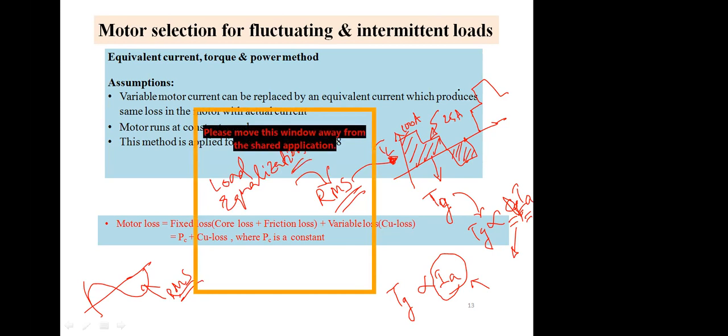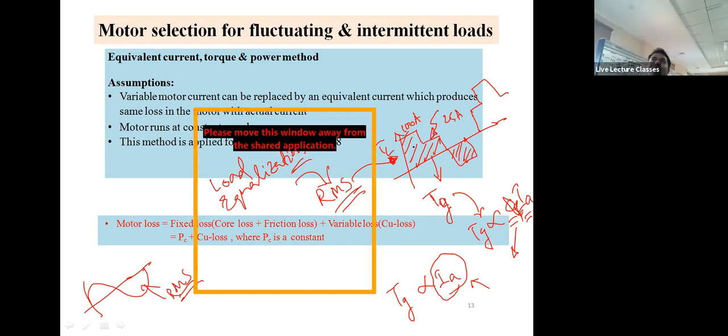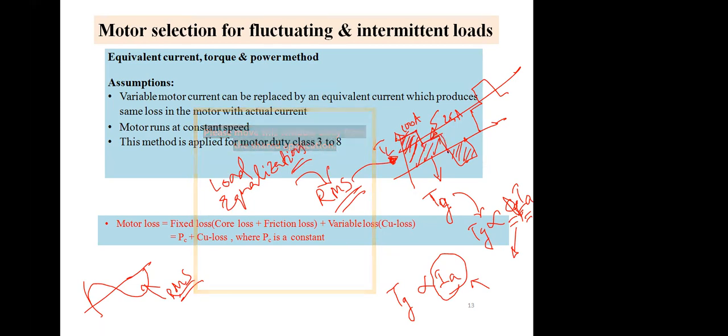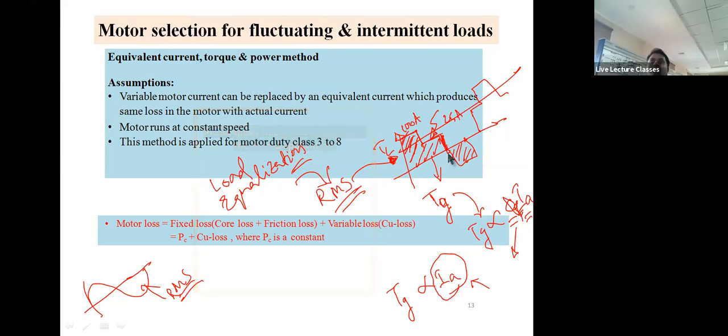Means you are trying to manipulate these types of fluctuating loads into a flat load. You are trying to have a mathematical form to get a single motor rating which will handle all the fluctuations of this type of load. Is it okay?